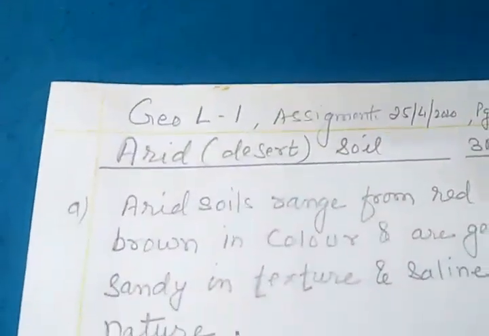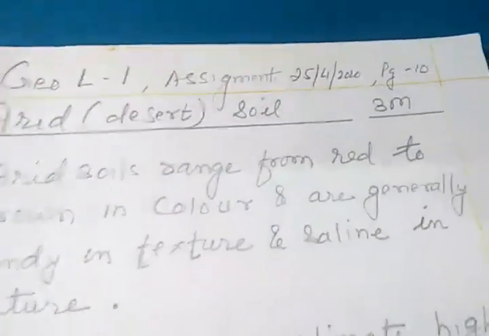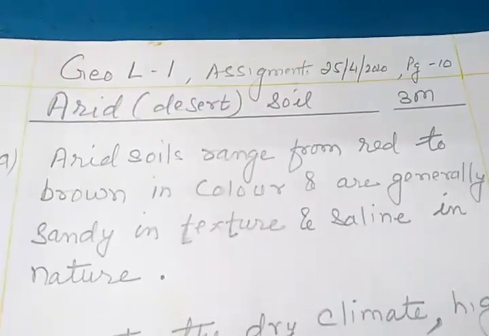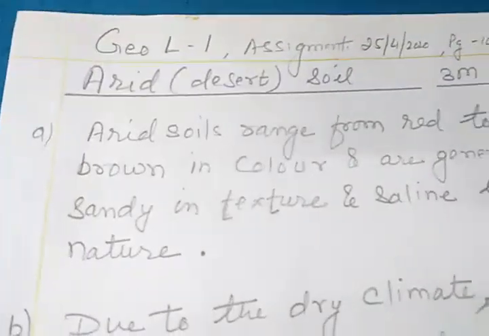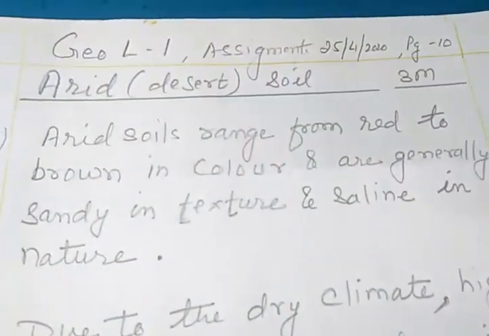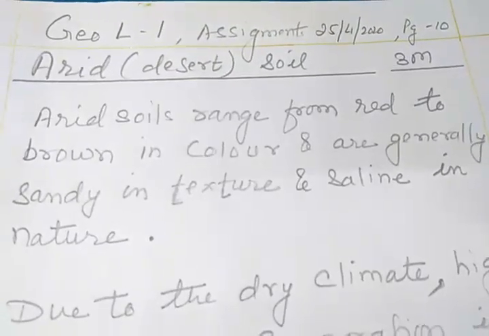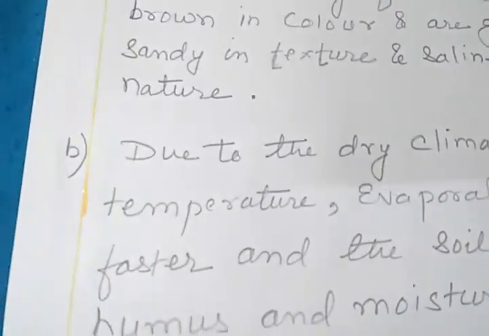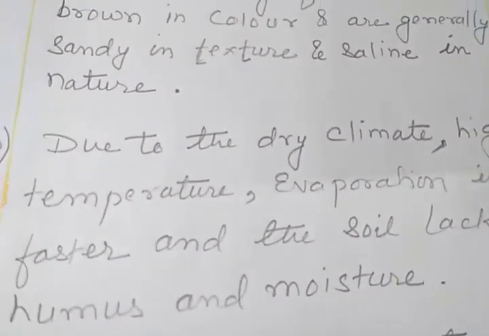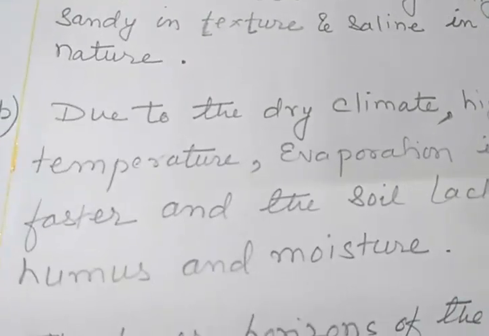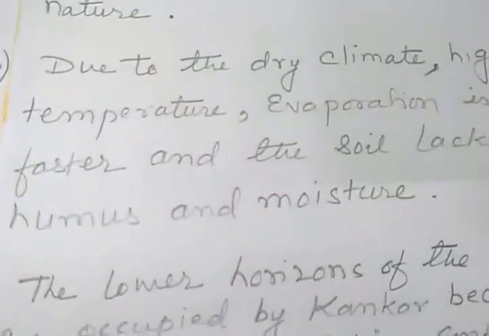Next, we are going to study the arid soil or desert soil. It will also carry 3 marks. It may be asked in the form of short notes also. Arid soils range from red to brown in color and are generally sandy in texture and saline in nature. Due to the dry climatic condition and high temperature, evaporation is faster and the soil lacks humus and moisture.